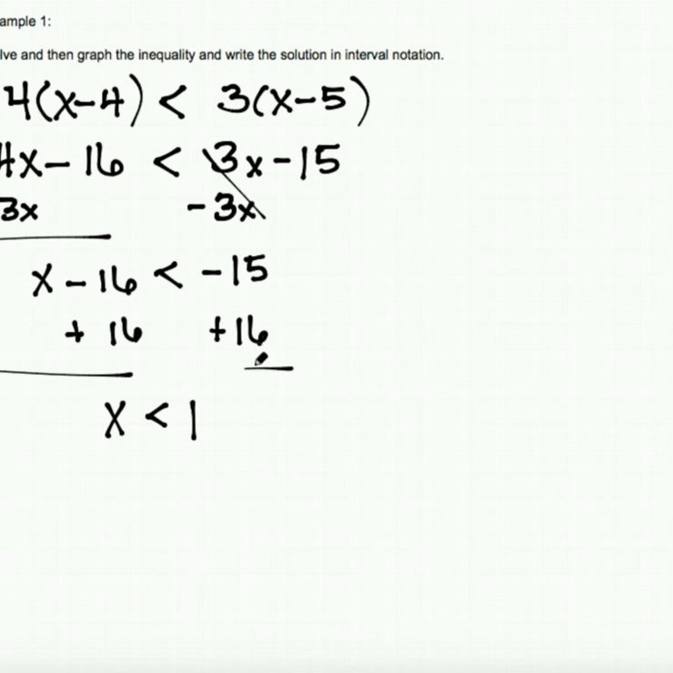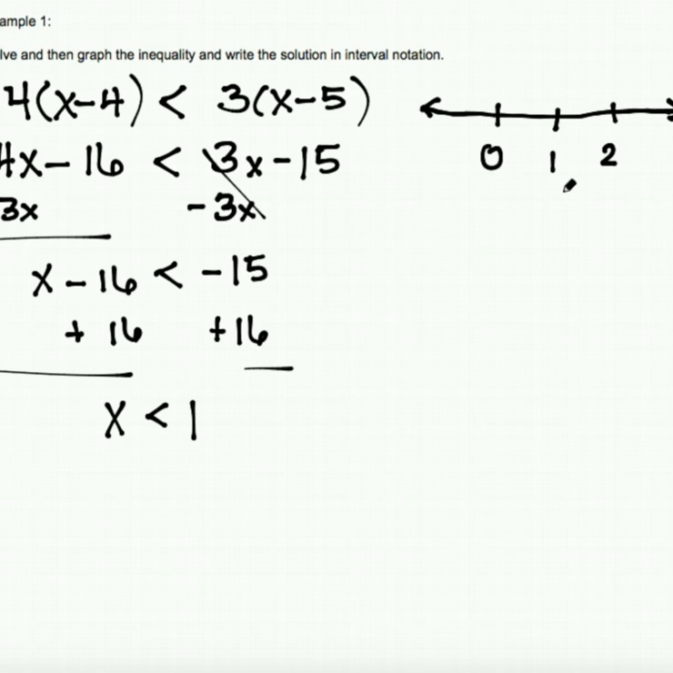Okay, so that's my solution, but that's not interval notation yet. So let's graph it first. I'm going to graph up here. When we're graphing this, I like to just draw a few numbers on my number line. So here's positive 1. Here's 2. Here's 0. So just a couple numbers around the number we're looking at.